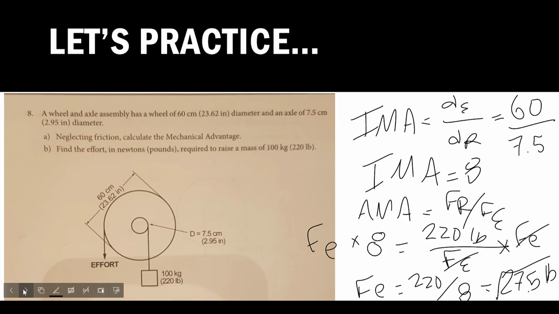A little puppy could lift a 220-pound person, right? That's a person who's about 6'4" and in athletic condition. So that's some good mechanical advantage. All right, let's take a look at our last example.